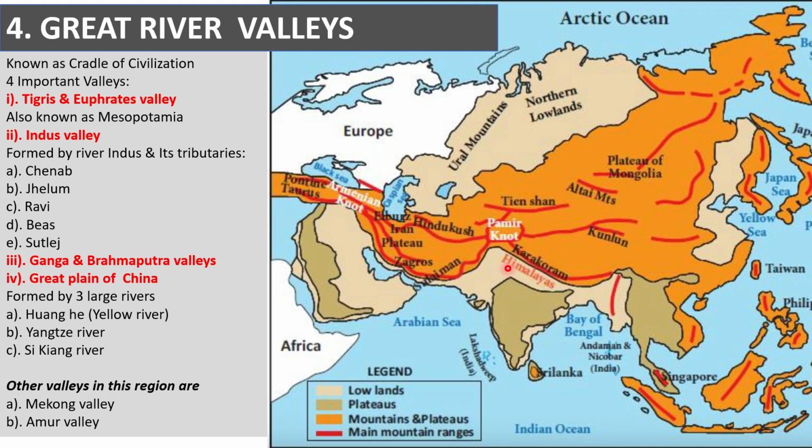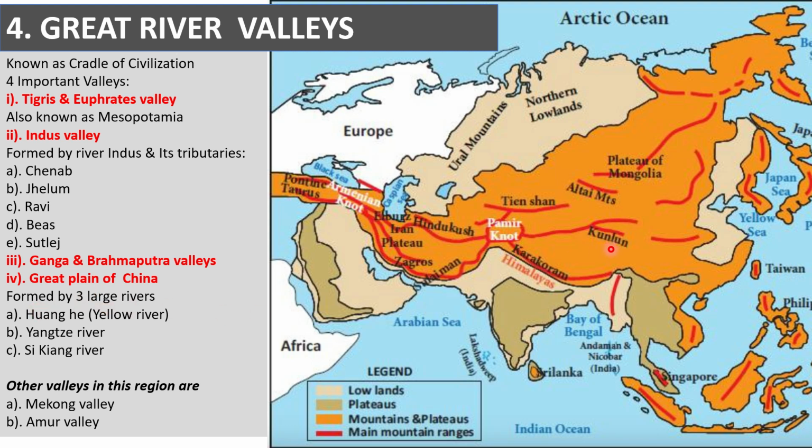This region is Ganga Brahmaputra Valley, formed by three large rivers. Huanghe River, which is known as this Ganga Brahmaputra Valley, is formed by Ganga River and Brahmaputra River. Number four is Great Plain of China. This Great Plain of China is drained by three rivers.